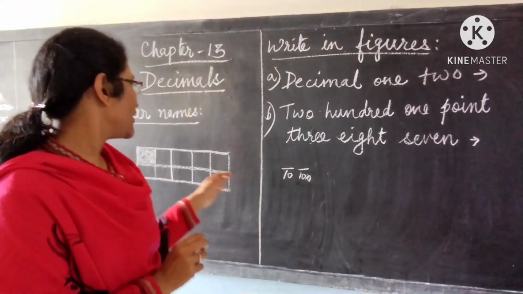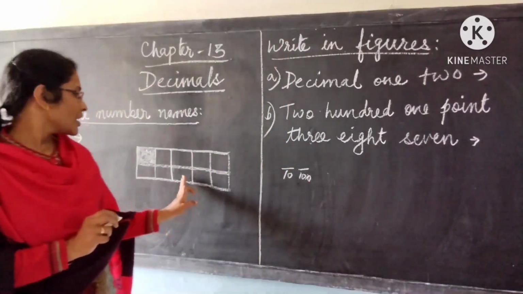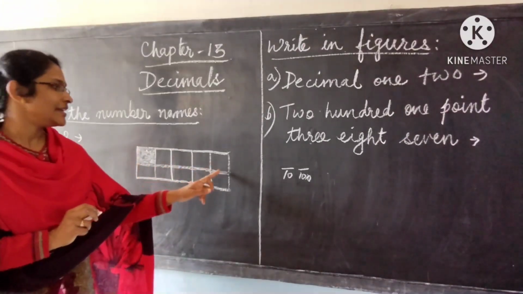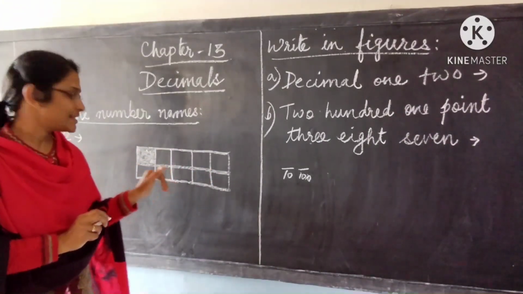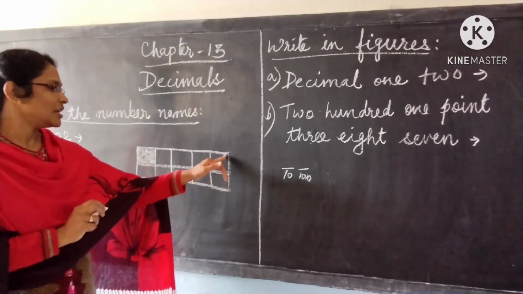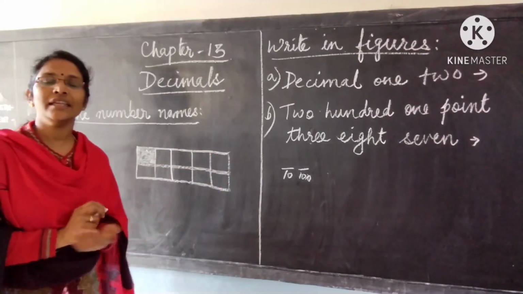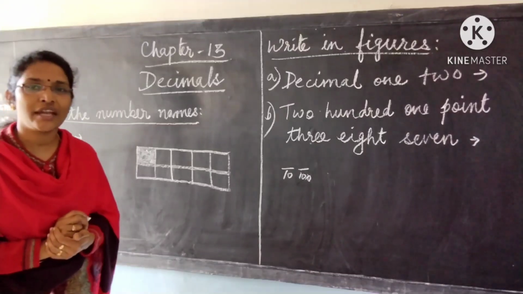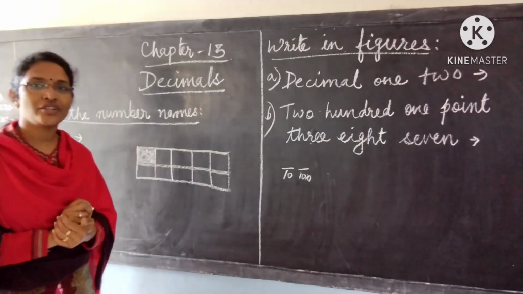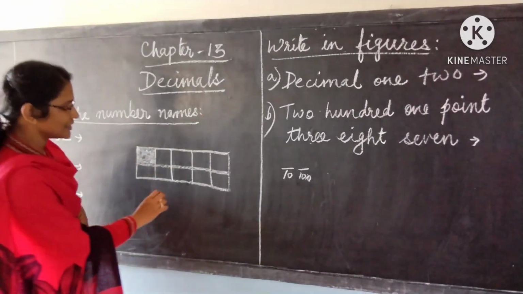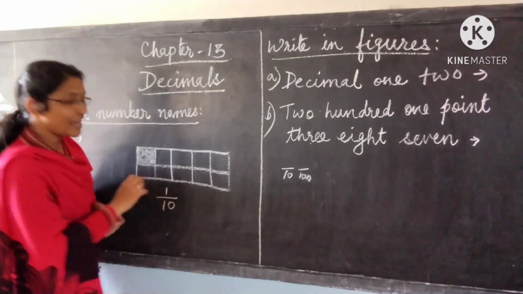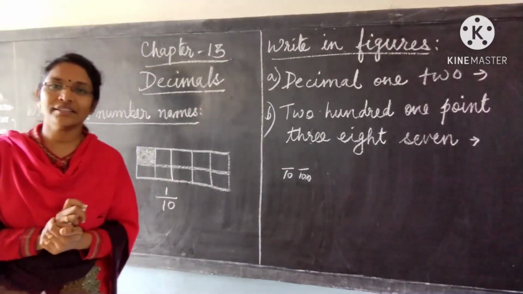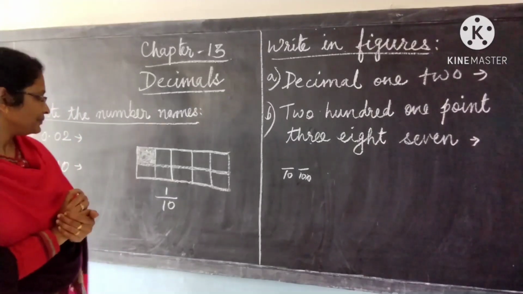You can see a figure I have made here. A figure is divided into 10 equal parts, and one part is shaded. And what is the fraction of this part? That is 1 by 10. That we have learned in the chapter of fraction.